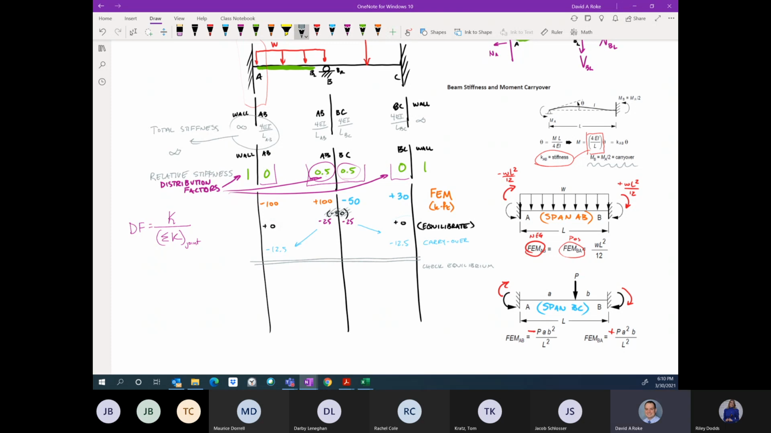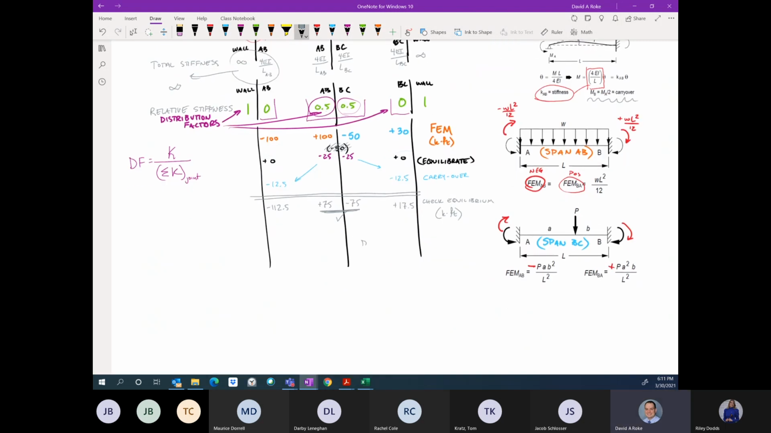So at the left end, at the wall at A, I have negative 100, minus 12.5, negative 112.5. This is in kip feet again. Here at the left-hand side of joint B, I have positive 100, minus 25, negative 75. Nope, that's positive 75. Wow. Mental math has failed me. The right-hand side of joint B, negative 50, minus 25, negative 75. Hey, the joint is in equilibrium now. It's subjected to a total moment of 0. That's what we want. And here on the right-hand side, positive 30 minus 12.5 is positive 17.5 kip feet. We've now completed this. And so when I look now, we're done because all joints are in equilibrium.